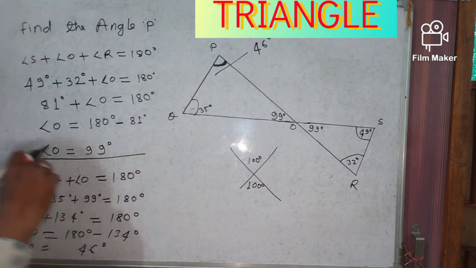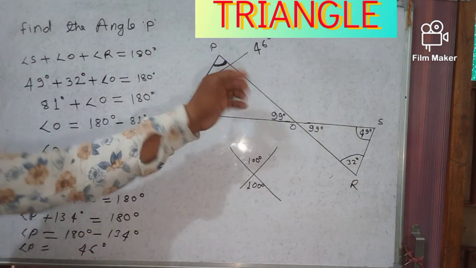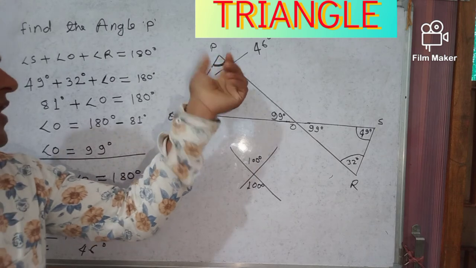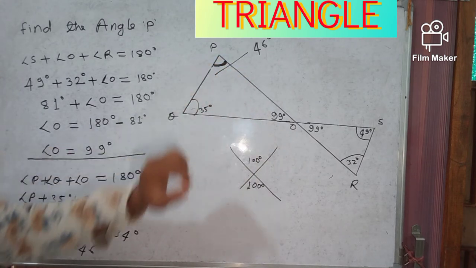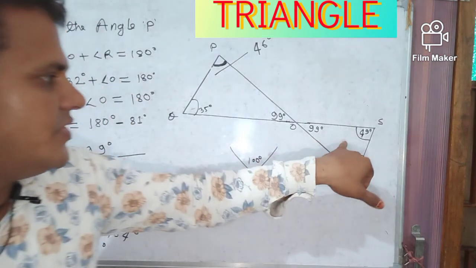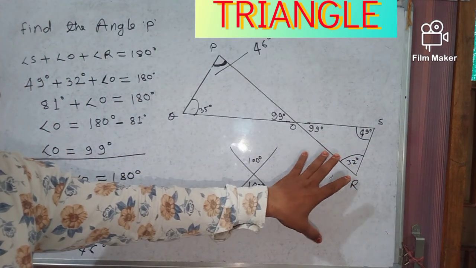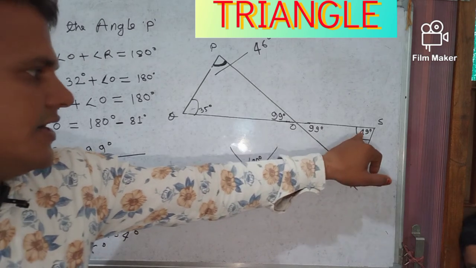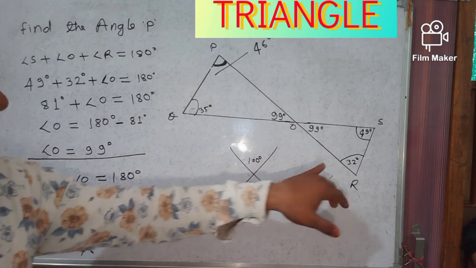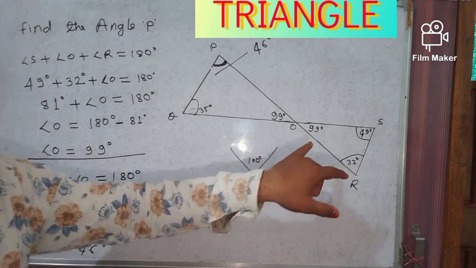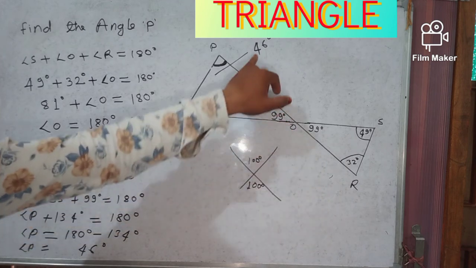See here friends, we have the unknown P. What is P? The angle value is P. So see here friends, if we add the three angles, it will be 180 degrees. So add these both and subtract from 180, so it will be 46 degree.